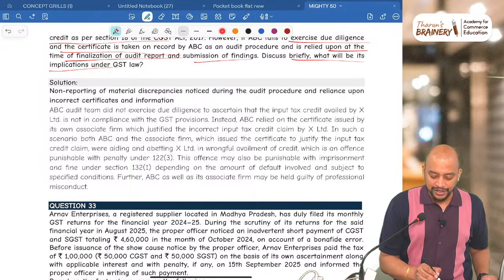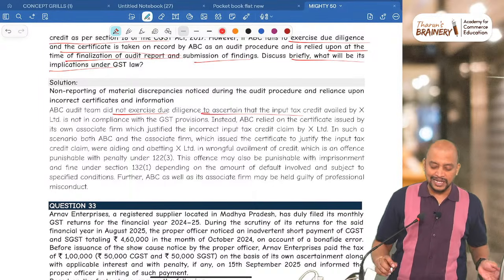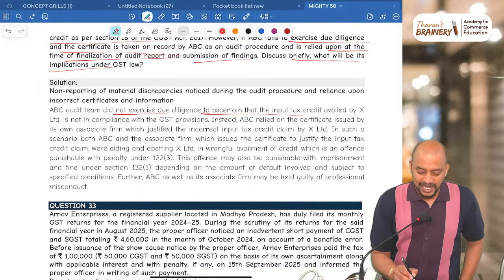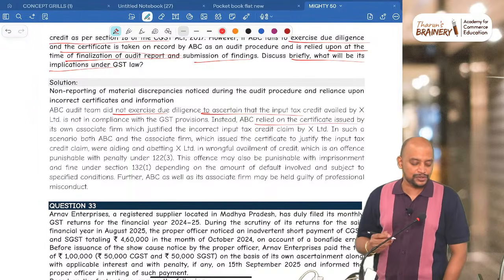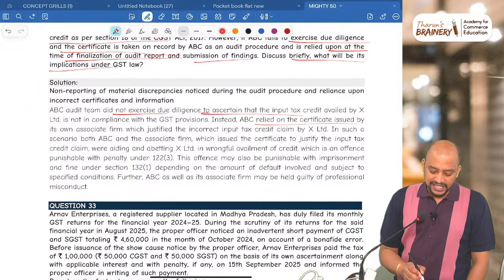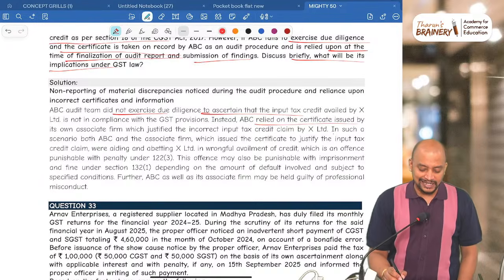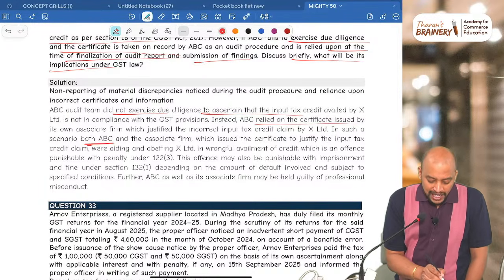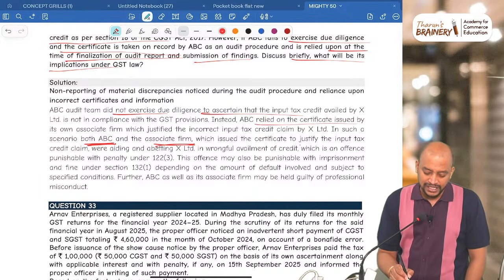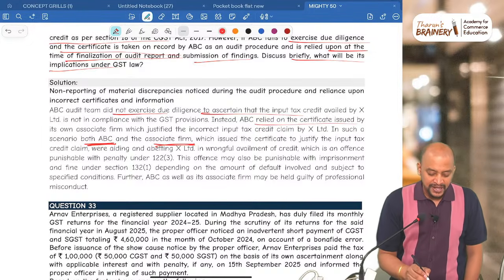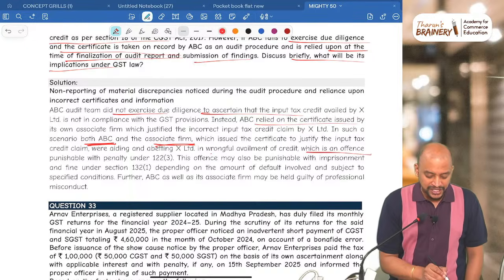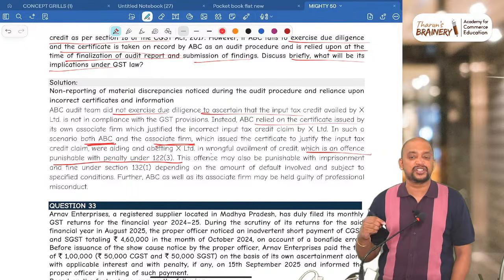ABC audit team did not exercise due diligence to ascertain that the ITC availed by X Limited is not in compliance with GST provisions. Instead, ABC relied upon a certificate issued by its own associate firm which justified the incorrect input tax credit claim by X Limited. In such a scenario, both ABC and the associate firm which issued the certificate to justify the ITC were aiding and abetting X Limited in wrongful availment, which is an offence punishable with a penalty under 122 subsection 3.